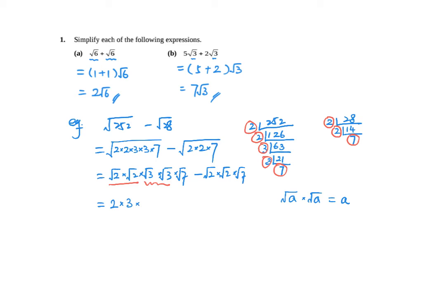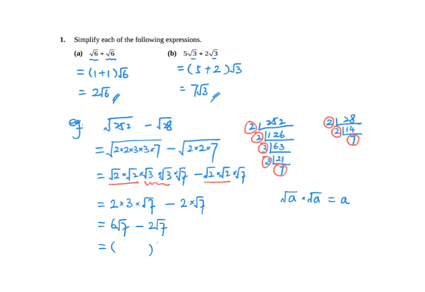So the first square root can be rewritten as 2 times 3 times square root of 7, and minus the second part. The second part can be rewritten as square root 2 times square root 2 gives you 2 times square root 7. So the first one, 2 times 3, which is 6 square root 7, and the second term, which is 2 square root 7. So they are like surds.